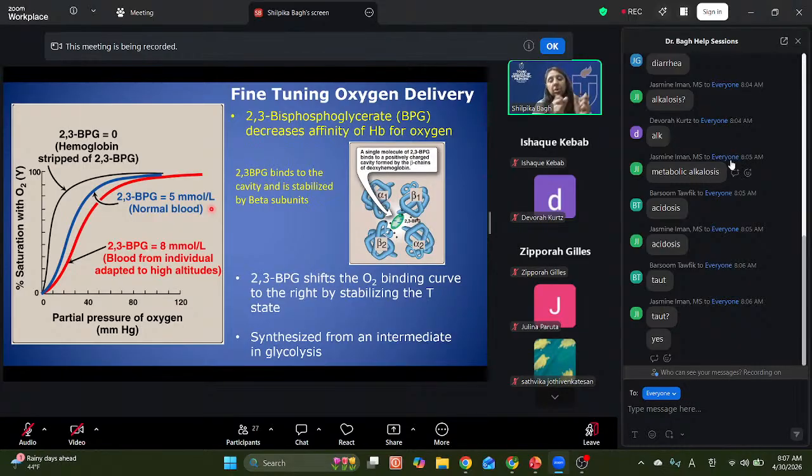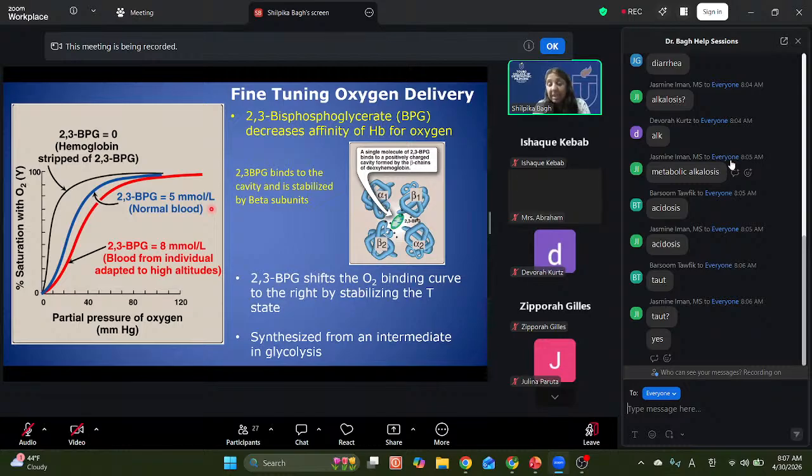So again, we are talking about T or deoxy and relaxed or oxy. We are concentrating on T and deoxy because T and deoxy means shift of the curve towards the right. Then you favor the T or deoxy form. T and deoxy form means decreased affinity of hemoglobin for oxygen. T and deoxy form means favoring delivery of oxygen to peripheral tissue. Now you should know the factors that shift the curve towards the right and stabilize the deoxy or T form.